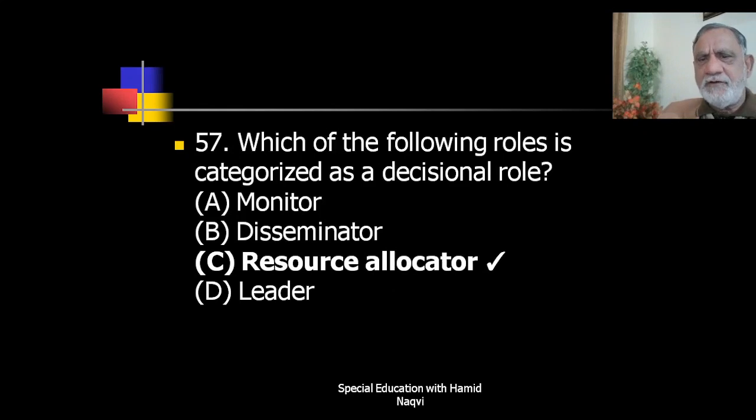Which of the following roles is categorized as decision roles? This MCQ is from the management section. Monitor, disseminator, resource allocator or leader. The correct one is resource allocator.